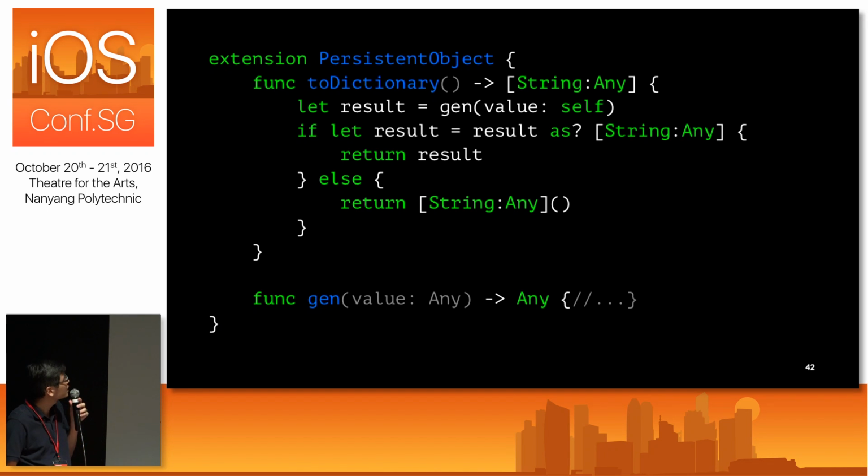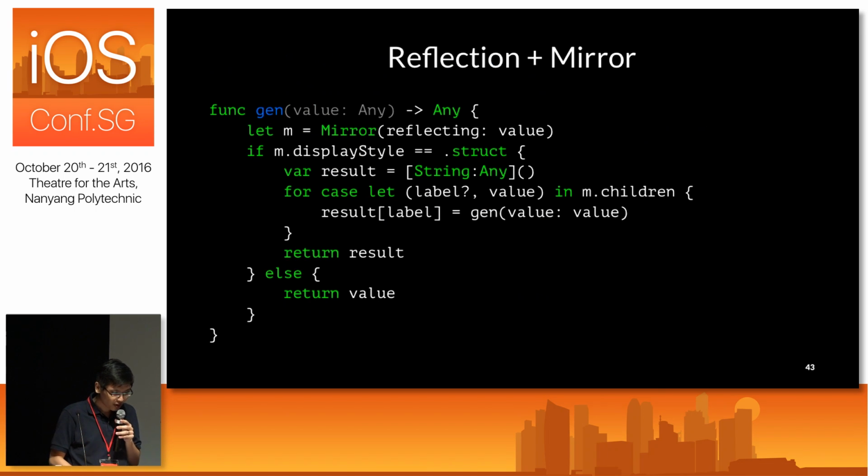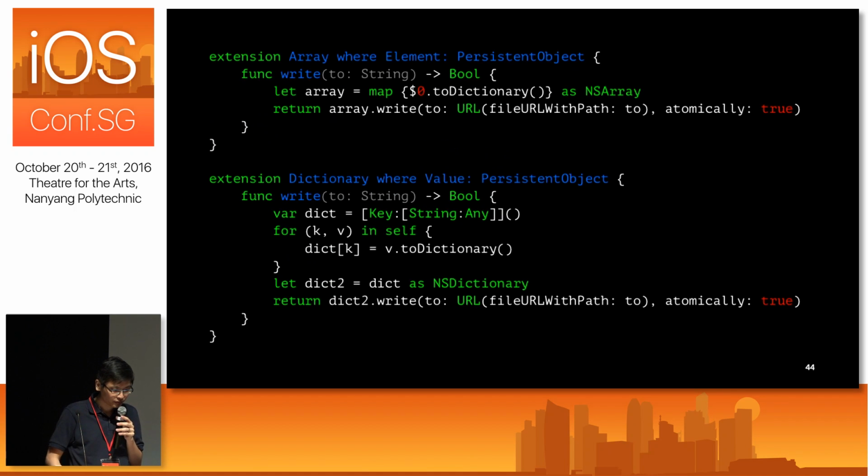The meat of the implementation is in the function gen, which is here. We use reflection to write the gen function. There's a recursion here, right? Basically, we use reflection to extract all the fields and values and return them as a dictionary. We extend array and dictionary. So basically, we are calling the toDictionary function on each element.